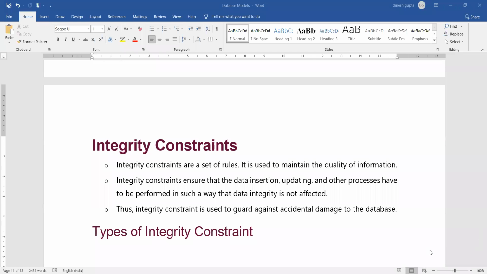So let us see what are the different types of integrity constraints that we have. First of all, what is an integrity constraint? It is the set of rules. It is used to maintain the quality, consistency, and integrity of the information. They are basically enforced when we try to make any changes into the database. So what are the changes? Like we are trying to insert a record or we are trying to update a record. Thus they guard against accidental damage to the database.